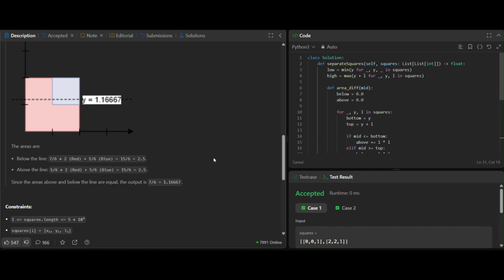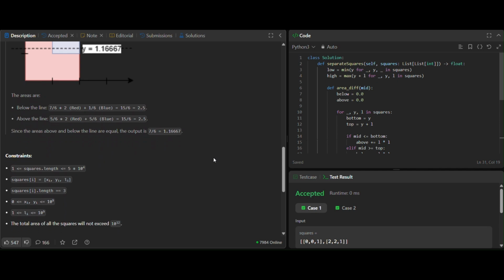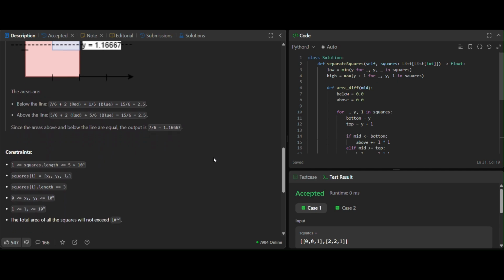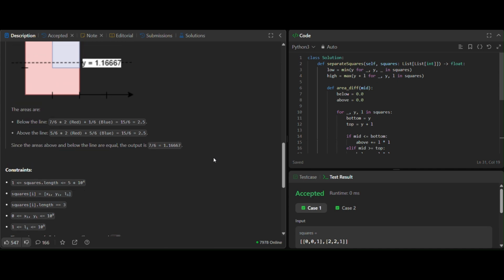Why does brute force fail here? A naive approach would be to try many y values and recompute areas each time, but coordinates go up to 1 times 10 to the power of 9. Precision required is 1 times 10 to the power of -5. Trying every possible cut is infeasible. We need something logarithmic.